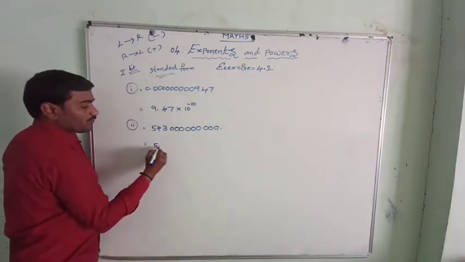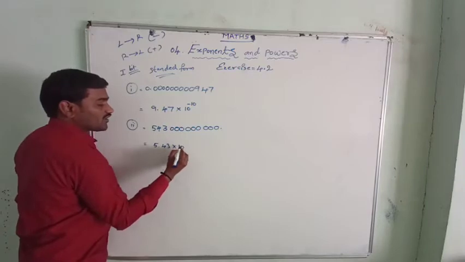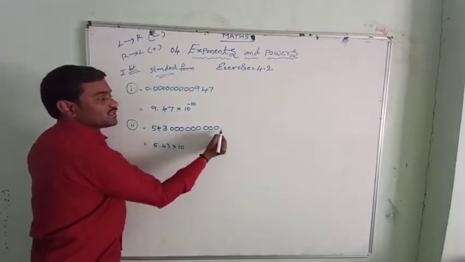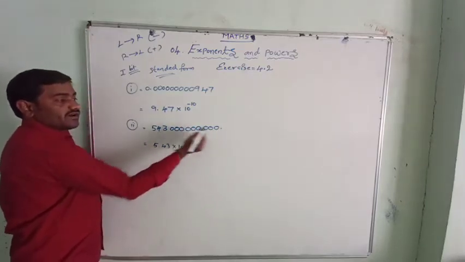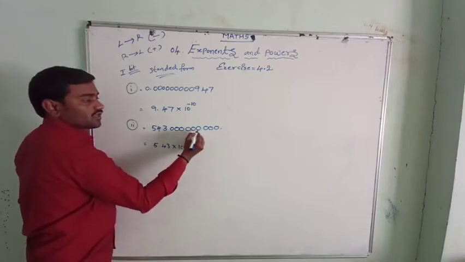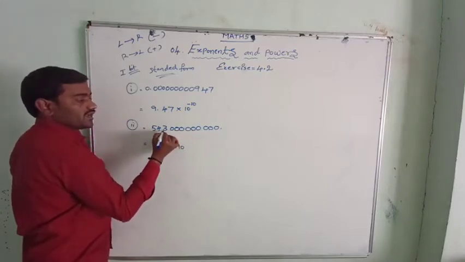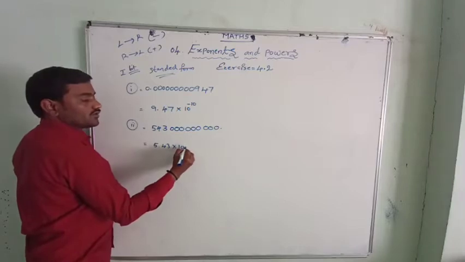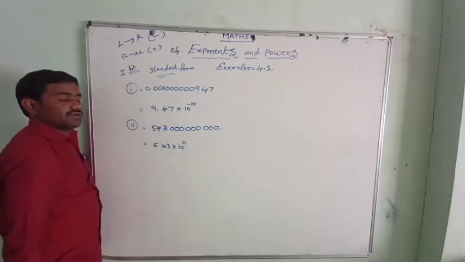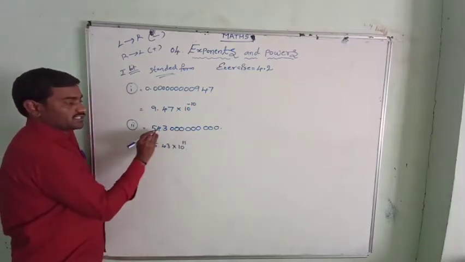Count that. 5.43 should come, and 10 to the power of something should come here. See that the decimal point is moving from right to left. Count 1, 2, 3, 4, 5, 6, 7, 8, 9, 10, 11. So into 10 to the power of 11. Only 11 decimal places it is moving.